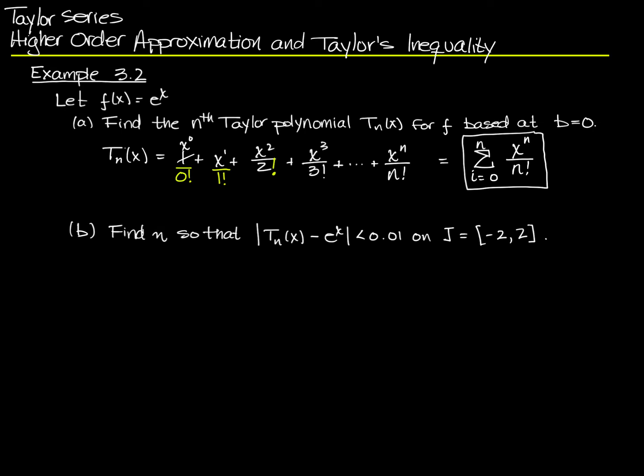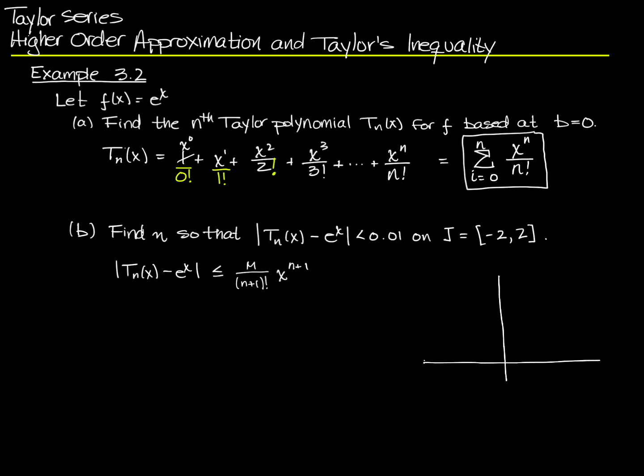Now, what they do is they take this inequality, T_n of x minus the function that we're given, e to the power of x. And we need this to be less than or equal to some value. And so what we're going to do is set it less than or equal to M over (n plus 1) factorial, using Taylor's inequality, times the absolute value of x minus 0, to the power of n plus 1. And then we're going to make an observation.